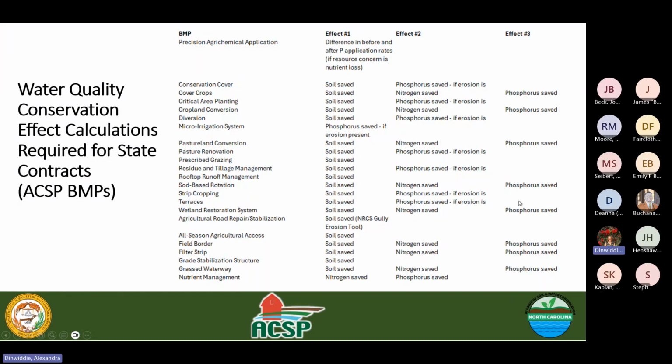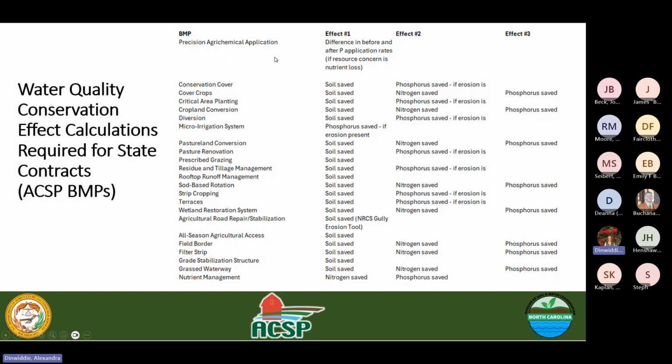So I did want to cover for folks on the line who might not be as familiar with ag cost share and all of the practices that are in the program, like what practices we calculate water quality conservation effect calculations for. So I've just done a quick spreadsheet that I'll cover in the next couple of slides, and I'm not expecting you to memorize all of these, but I just wanted to show this suite of practices within our program that we require these water quality calculations for.